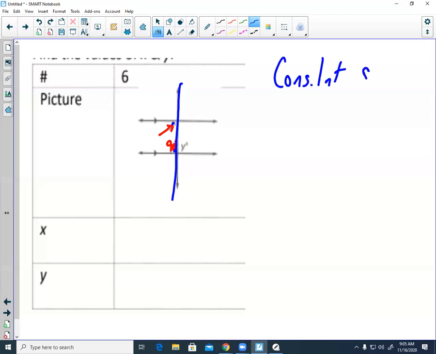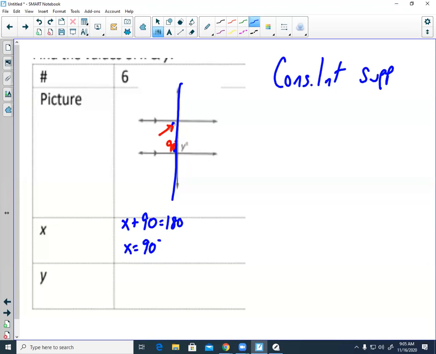And remember, consecutive interior angles are supplementary, which means that they add up to 180 degrees. So I know that this angle x plus the other angle, which is 90, is going to add up to 180 degrees. So that tells me right now that x is going to equal 90 when I solve that equation. All right, so that should be something that's straightforward because you're looking at this angle and this angle. They are consecutive interior, which means that they're supplementary with each other. If they add up to 180 degrees, that means x is going to be 90.